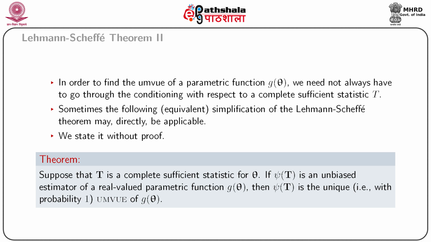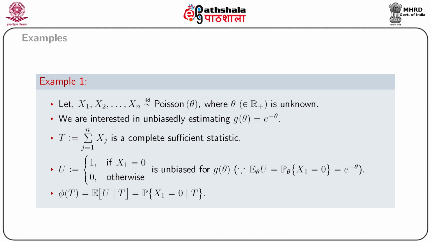Suppose that T is a complete sufficient statistic for an unknown parameter θ belonging to Θ. If ψ(T) is any unbiased estimator of the real-valued parametric function g(θ), then ψ(T) is the unique UMVUE of g(θ). Now we consider the following examples.